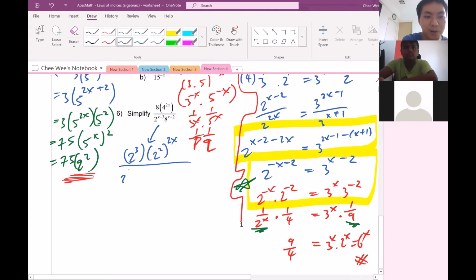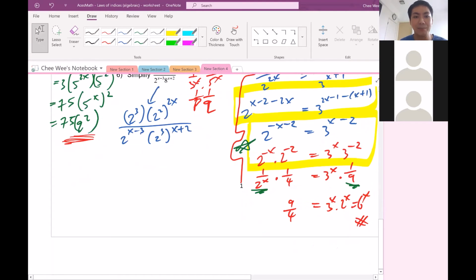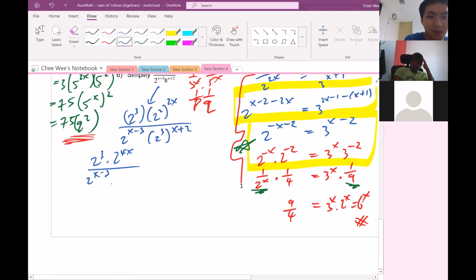Then this will become 2 to the power of x minus 3, 2 to the power of 3x plus 2. Okay? So here I'm already writing a bit more steps than I usually do. So from here, this will become 2 to the power of 3, 2 to the power of 4x over 2 to the power of x minus 3, 2 to the power of 3x plus 6. Okay? So the most common mistake here is the plus 6 becomes a plus 5 instead. It's not. So be careful of the loss of indices. And I should write a bracket here, in fact.